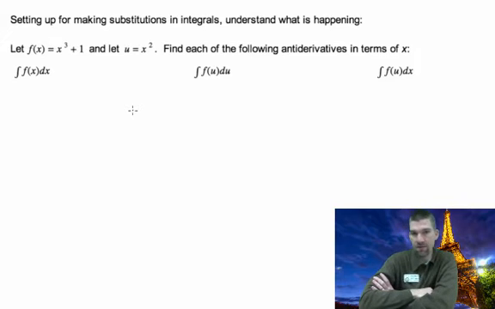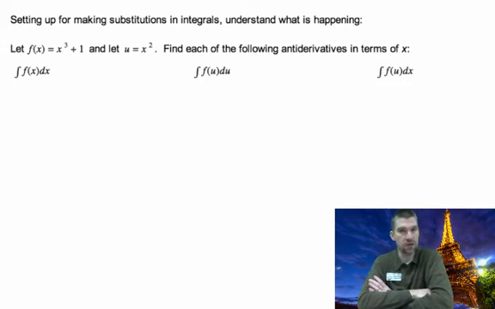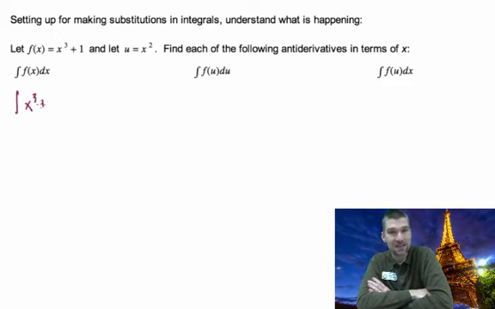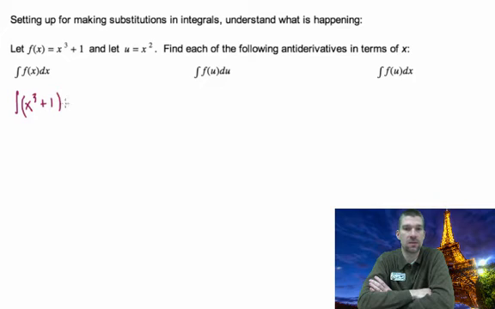So we're going to let f of x equals x cubed plus 1. We're going to let u equal x squared. So find each of the following. Now, first step, when we take this integral, we need to make sure that all of the variables are the same. So f of x dx, that's good. f of x dx is good. That means that we're ready to integrate. So we go ahead and do that.